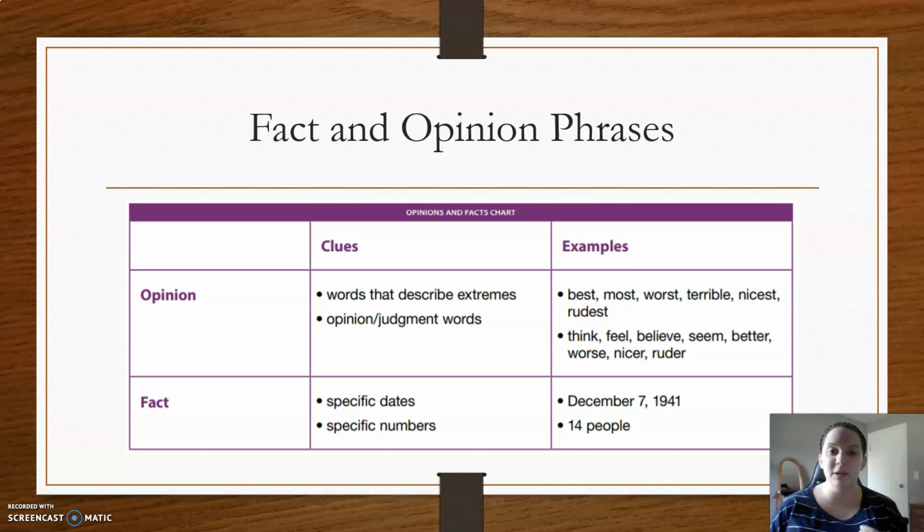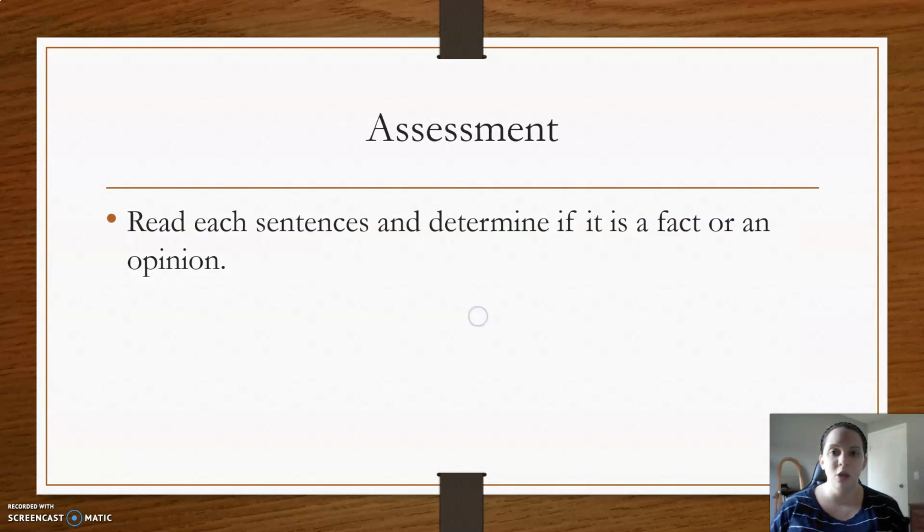So keep that in mind, because we will be talking a little bit more about this down the road. Your assessment today is to practice just that. You're going to read some sentences and determine if they are a fact or an opinion. Remember, a fact is something that can be proven, and an opinion cannot.